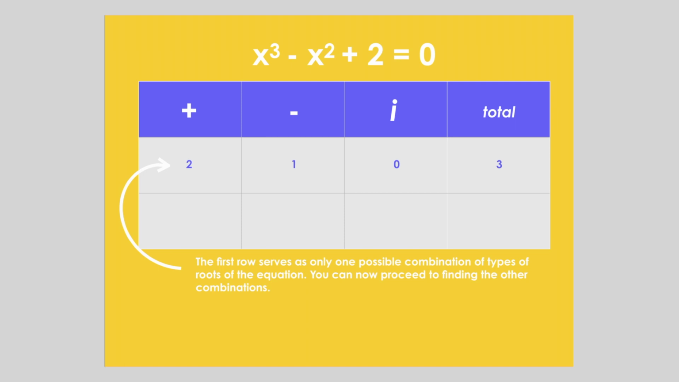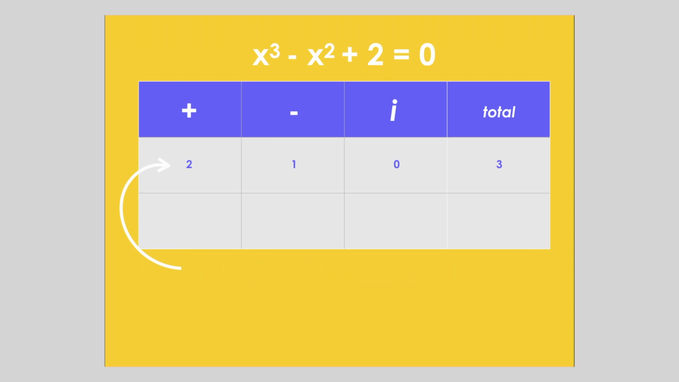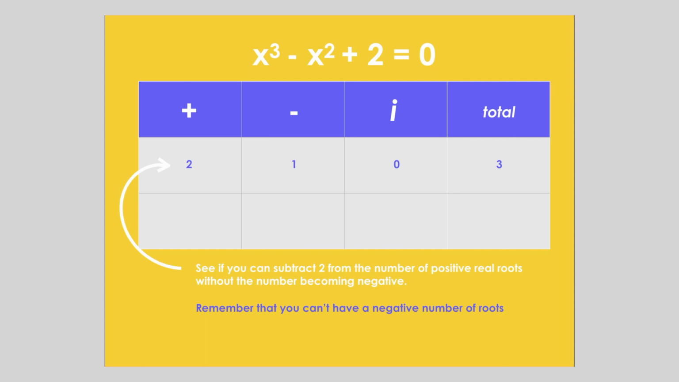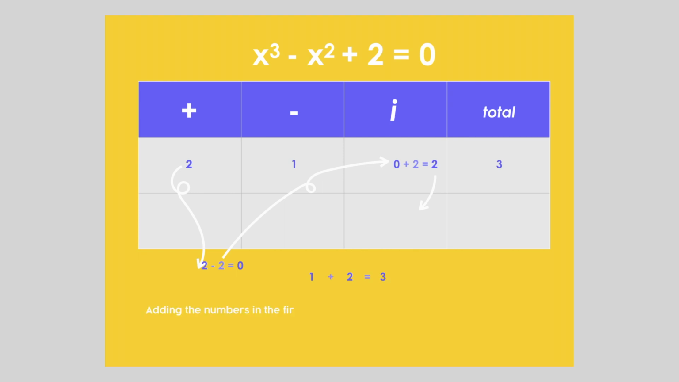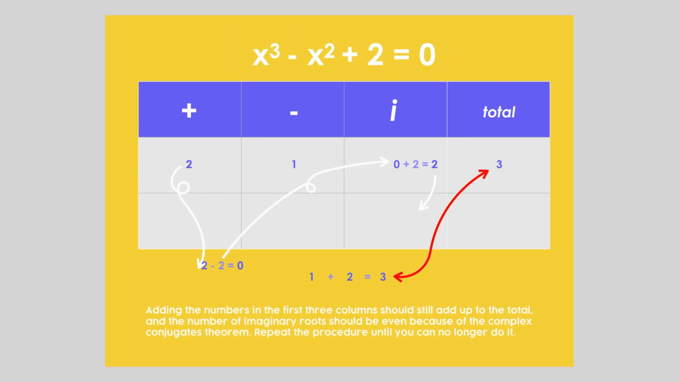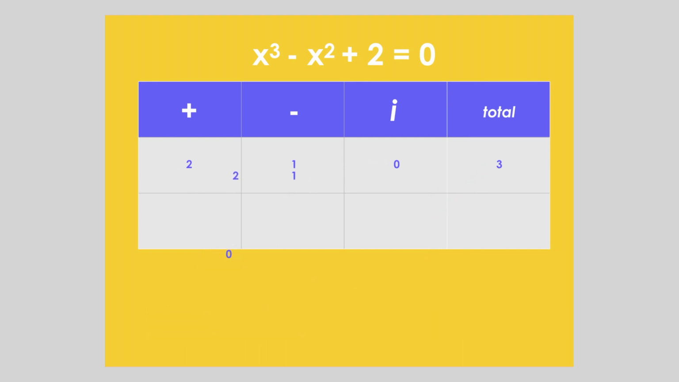See if you can subtract 2 from the number of positive real roots without the number becoming negative. Remember, you can't have a negative number of roots. 2 minus 2 is equal to 0. Then we retain 1. Add the number you subtracted to the number of imaginary roots. Then the imaginary will be 2. Adding the numbers in the first 3 columns should still add up to the total, and the number of imaginary roots should be even.